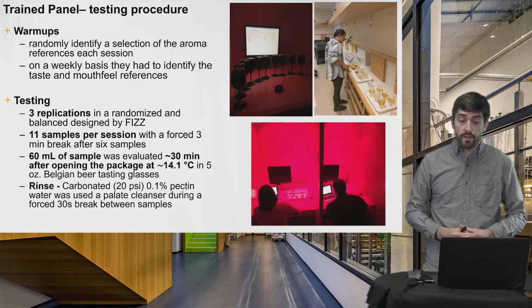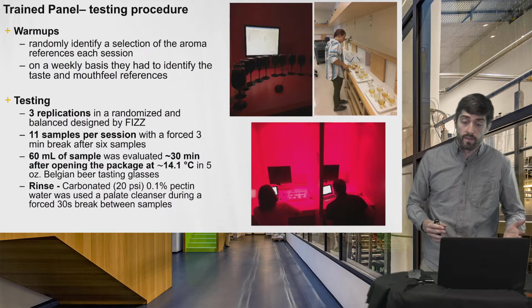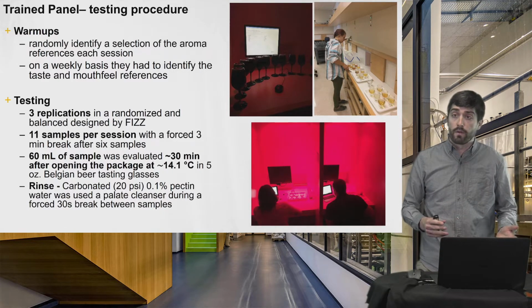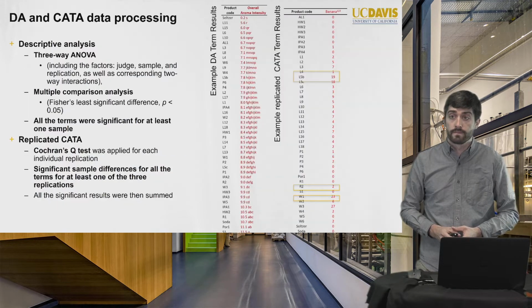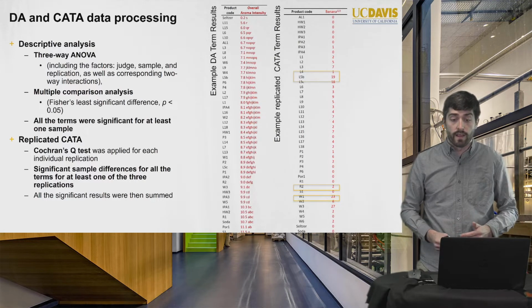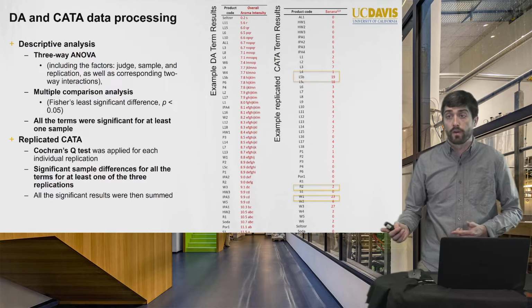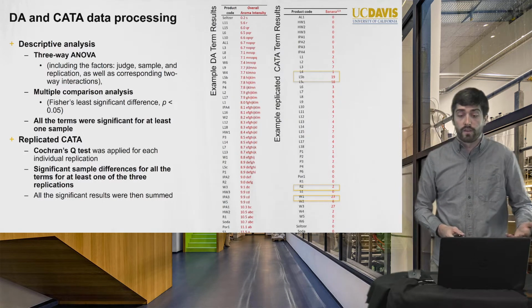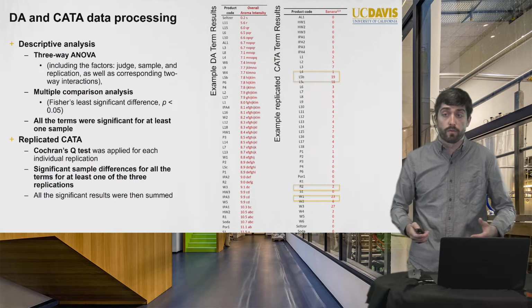Just some pictures of the testing environment for sensory. Here you can see that sensory was performed in light isolating booths under red light, and the judges tasted the samples over 3 replications in a randomized order. To analyze the sensory data, we performed 3-way ANOVA on the DA, or descriptive analysis data, and to process the replicated CATA data, we used Cochran's Q-test on each replication. And what's most important is that for all the terms, we saw significant differences for at least one of the samples.